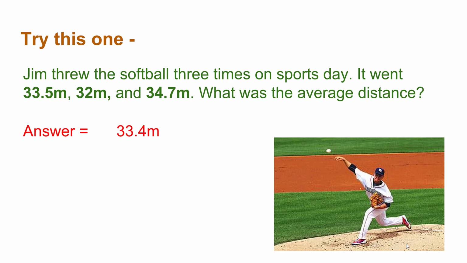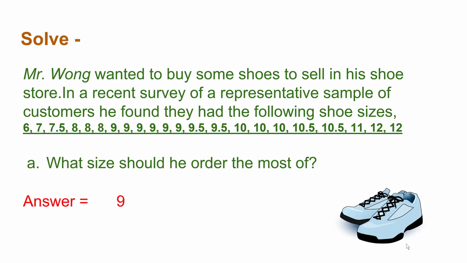Jim threw the softball 3 times on sports day. It went 33.5 meters, 32 meters, and 34.7. What is the average distance? Add, divide by 3. The answer is 33.4. Some of you can remember this from the bell work. Now, these are a lot of numbers.